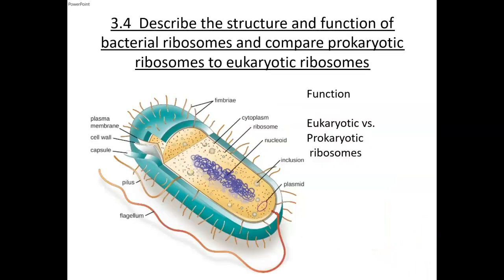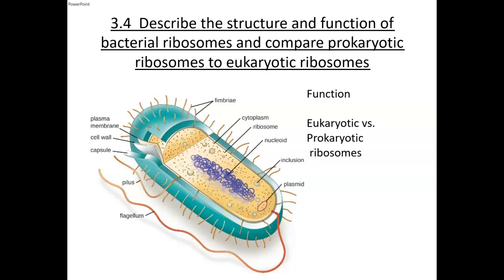The next learning outcome is describe the structure and function of bacterial ribosomes and compare prokaryotic ribosomes to eukaryotic ribosomes. This is another topic that you probably remember from a previous class. See if you remember what ribosomes do. Ribosomes are, in this picture, all these little dots. In your eukaryotic cell picture, there's lots of ribosomes in there.